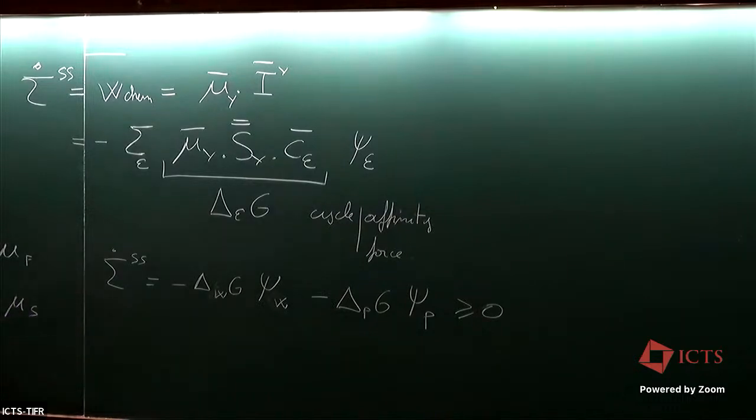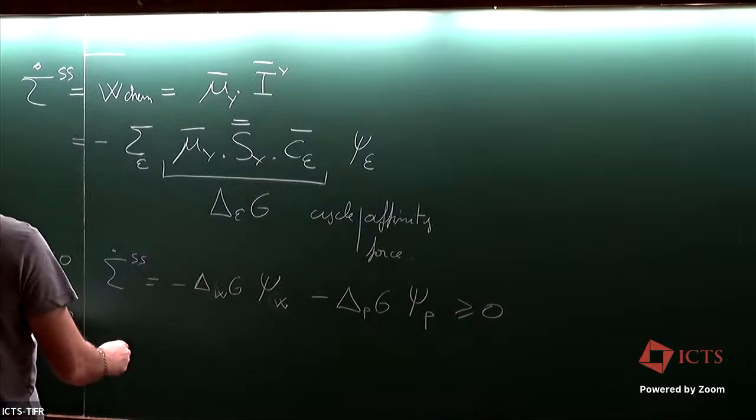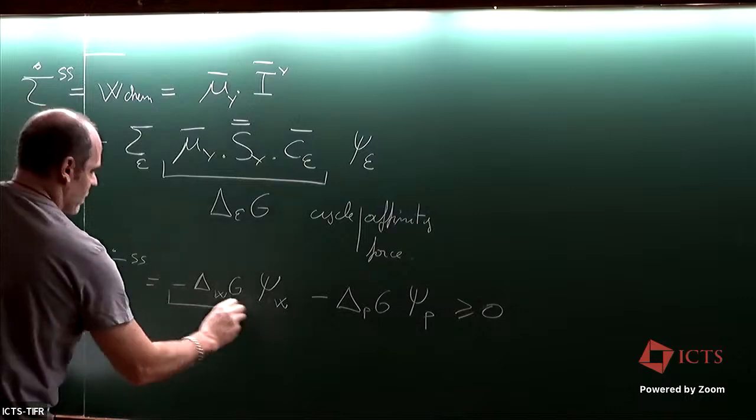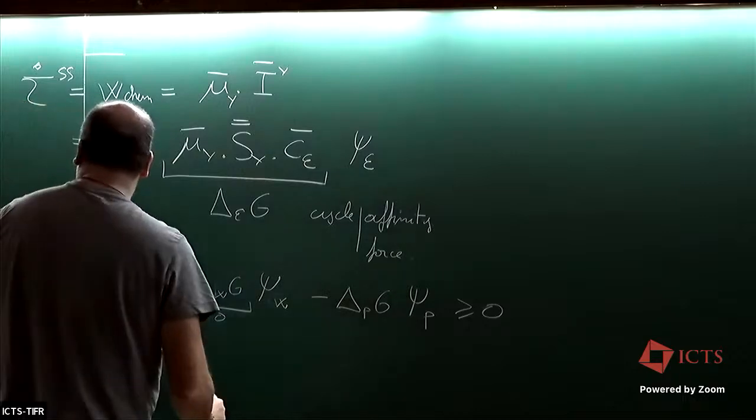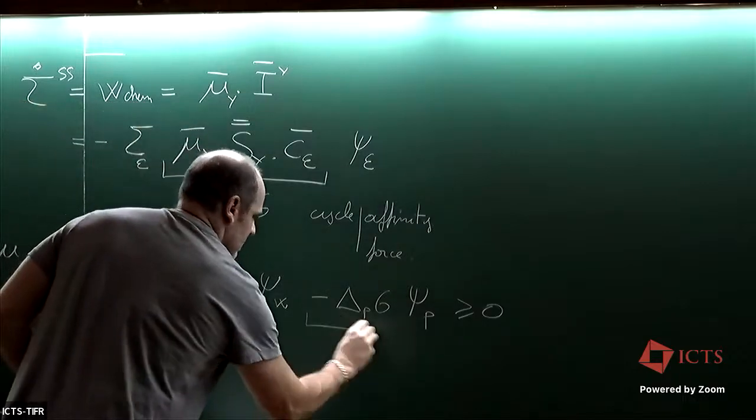Energy transduction appears at the effective level in terms of these effective reactions. So just for the sake of the example, I will assume, for instance, that the emergent cycle W has a delta G that is negative, and this one is positive. So what does it mean? It means that if this is negative, this is going to be positive. And if this is positive, this is going to be negative.